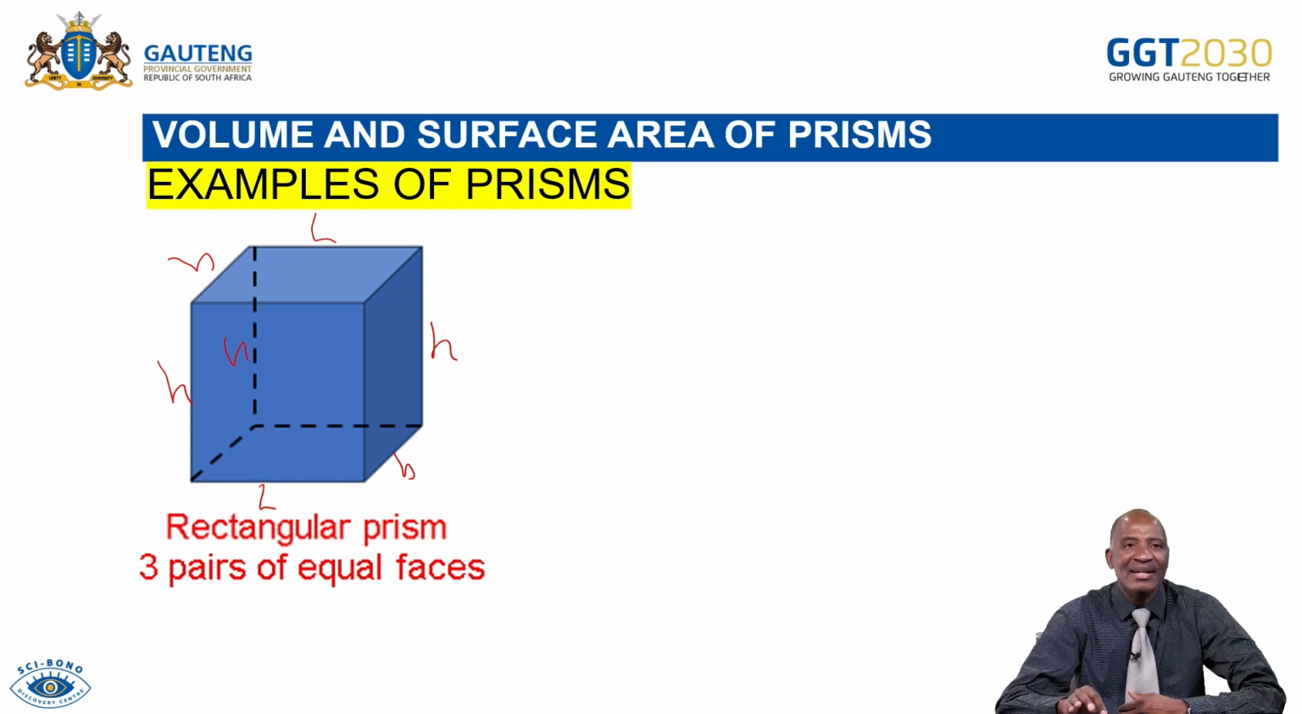Right, that's our cuboid. Some books will call it a cuboid, and the other name for it is a rectangular prism.